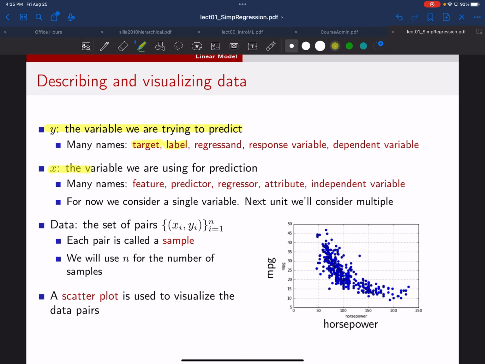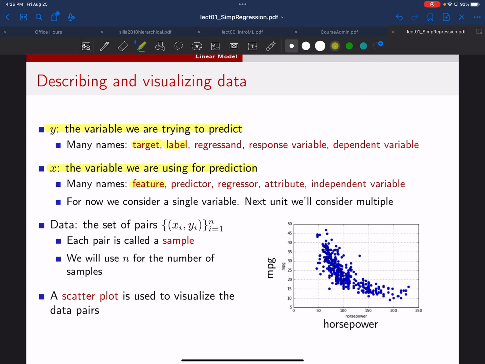Similarly, we're only using a single quantity for prediction. We're going to call that x, and in this unit, that is also just a scalar. Later, it will be a vector. The name I'm going to usually use for this thing we're using for prediction is the feature. But you can see there are a lot of other terms: predictor, regressor, attribute, independent variable. For the target, you can also call it the label, the regressand, the response variable, the dependent variable. Even though I'll try to be consistent to simplify the delivery, it's important to know these other terms.